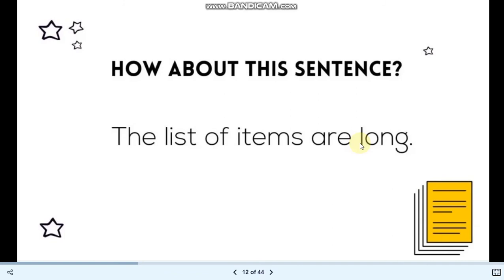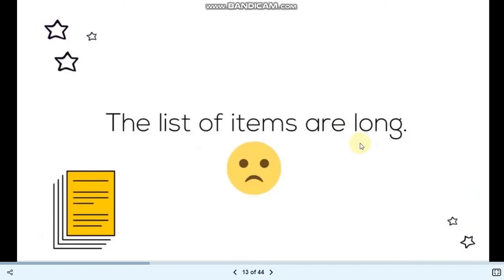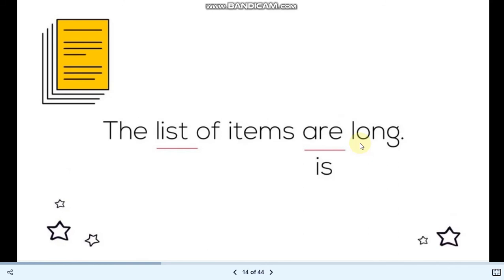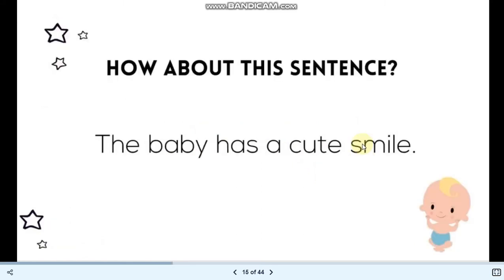Let's check if it's correct. Yes, very good. It is wrong. The list of items are long. This sentence is wrong. Why? Because it's just talking about one list and it should be is instead of are. So it should be the list of items is long. How about this sentence? The baby has a cute smile. Is this a correct sentence?